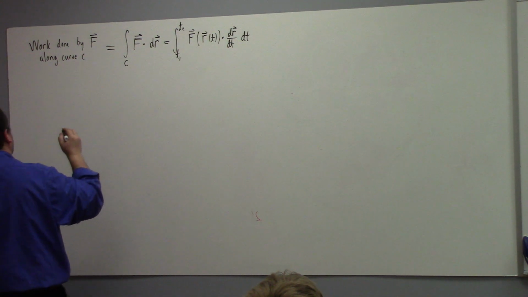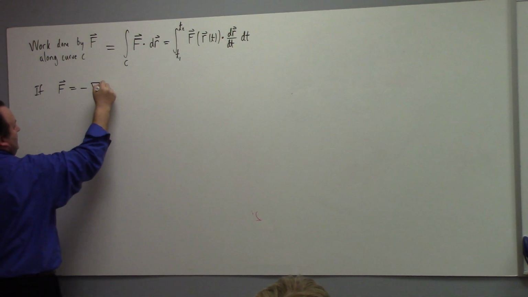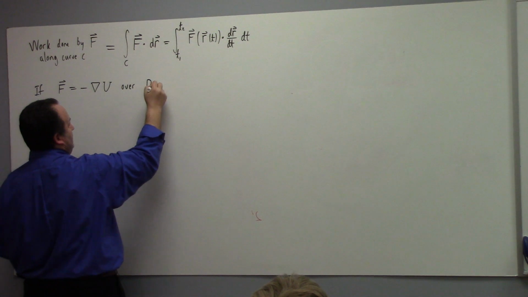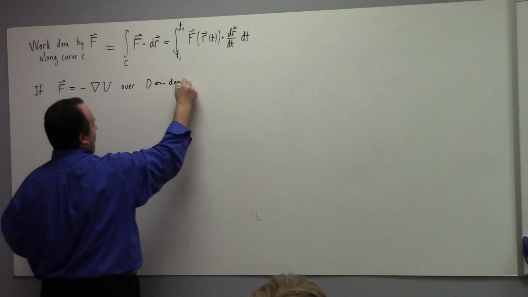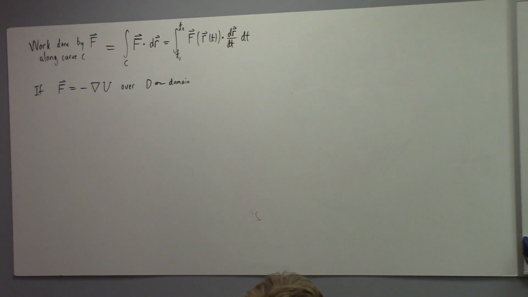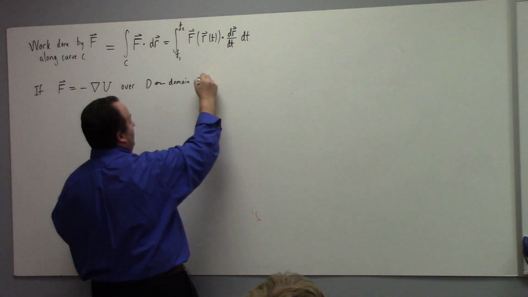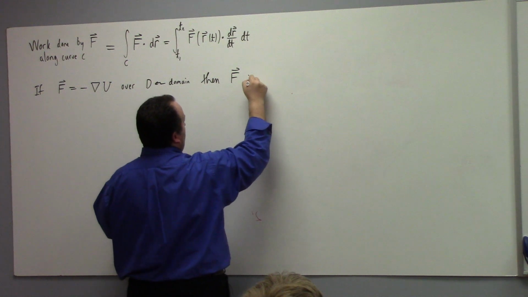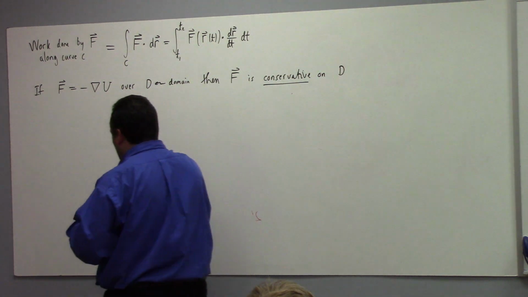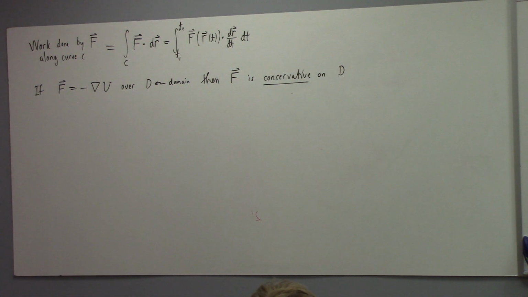I also told you that if F is equal to minus the gradient of a potential energy function U, let's say over D, where D is some domain, by which I just mean some region of space, could be two-dimensional, could be three-dimensional, whatever, then F is conservative on D. That's important because if it's conservative on D, then we can calculate the work done by such a force using the potential energy function, right?